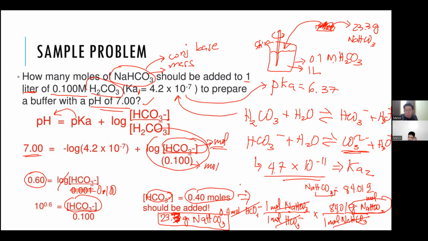So, calculate mo muna yung mass ni sodium bicarbonate. So, ang tamang sagot ay ganito. Prepare first a liter of 0.1 molar carbonic acid. Then add 23.3 grams of sodium bicarbonate into the solution. Stir until all of your sodium bicarbonate will be dissolved. Once dissolved, check the pH and adjust the pH by adding either 0.1 molar HCl or 0.1 molar NaOH. Yan ang proper answer kapag preparation of buffer ang tinatanong.